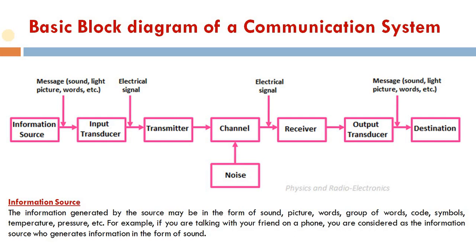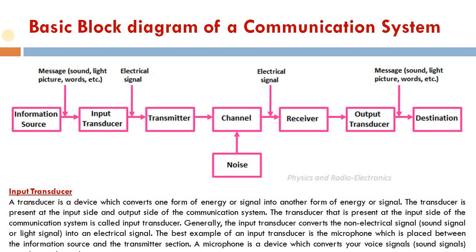So, in this example, you have produced sound and whatever you are talking, the same voice should be heard by the receiver, that is your friend, and the same information what you thought of conveying should be communicated to her. So this is the basic requirement of a communication system.